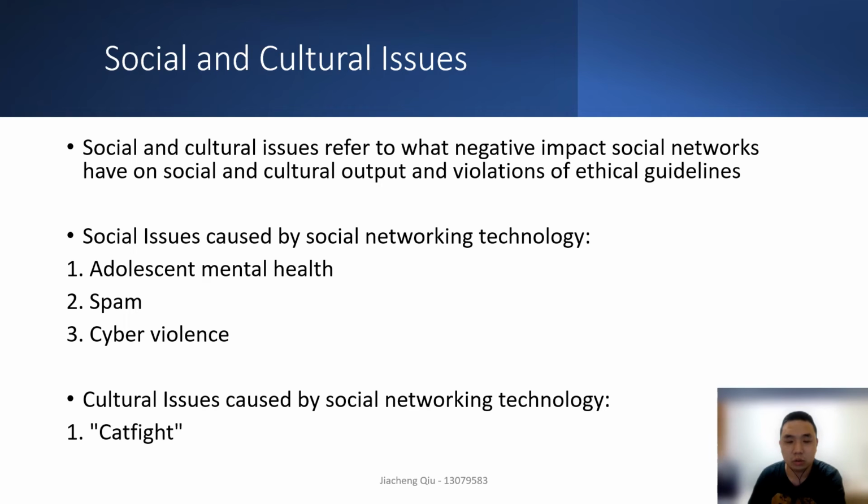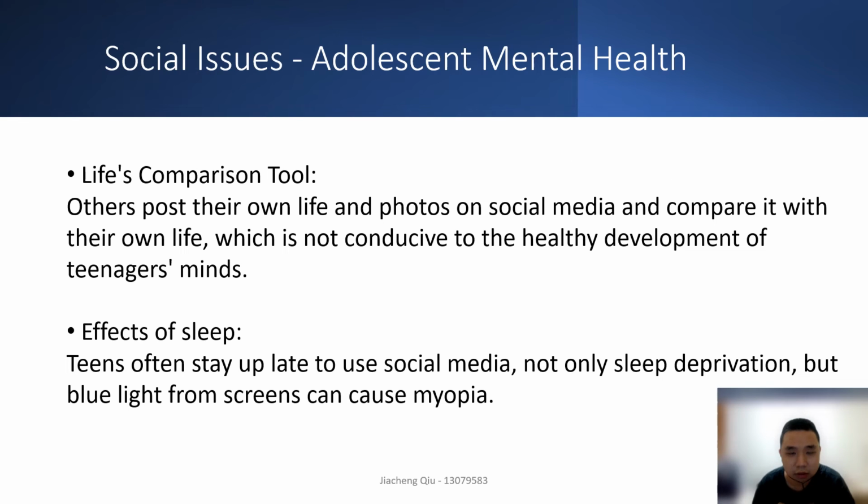Social issues include adolescent mental health, spam, and psychological violence. Cultural issues include the cat fight. The first part is the social issue of adolescent mental health. It includes compared life and the sleep effect.